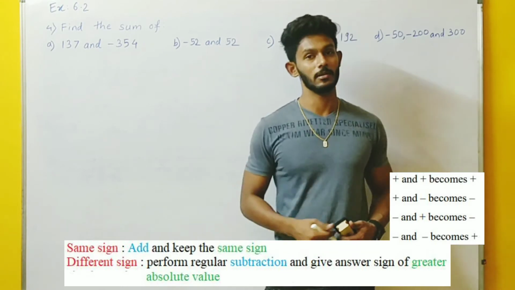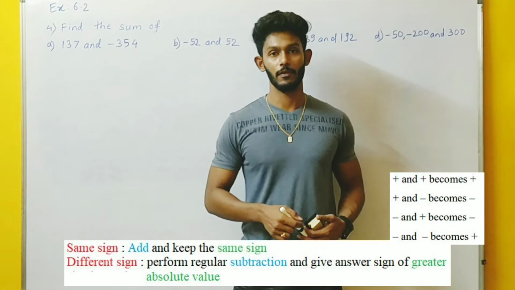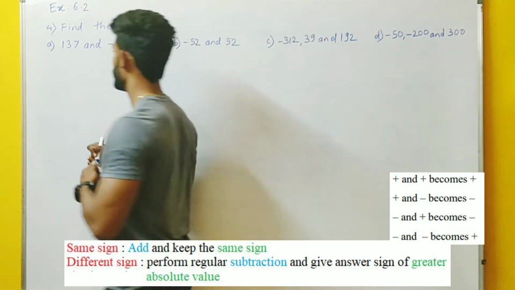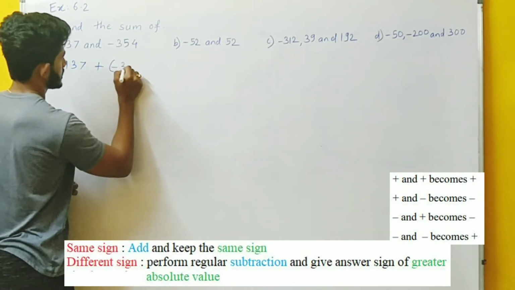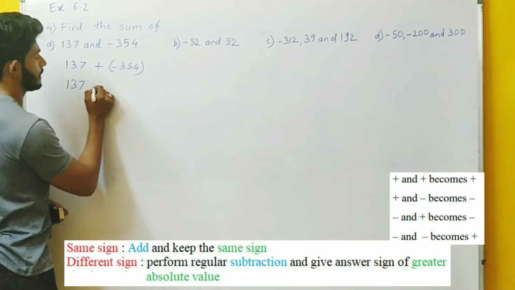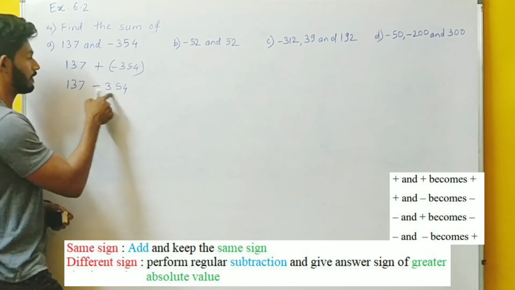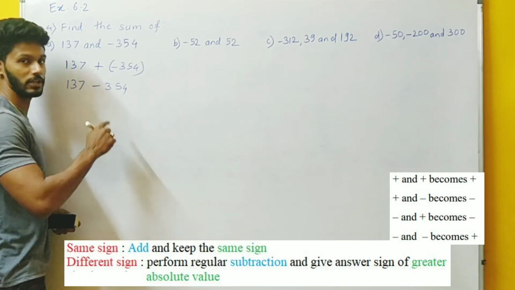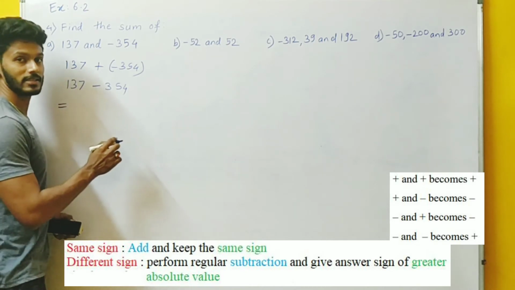Find the sum of the following numbers. A, 137 and minus 354. Finding sum means adding these numbers. So now I write 137 plus minus 354. And we all know that plus and minus will be minus. So 354. Now we have integers with different sign because this is plus and this is minus. And when we have integers with different sign, we subtract the integers and answer will get the sign of greater number.